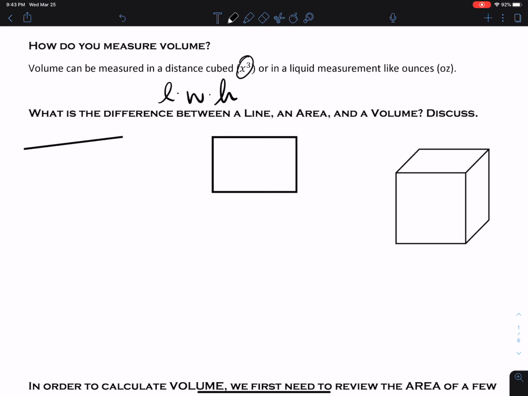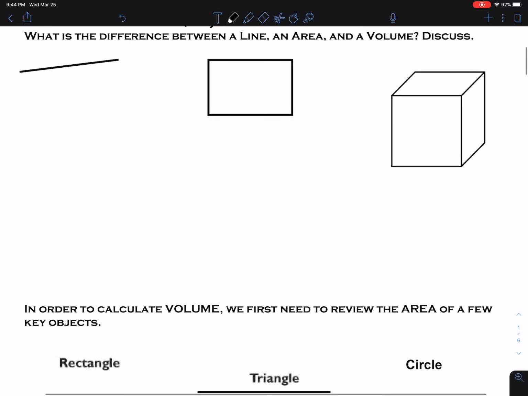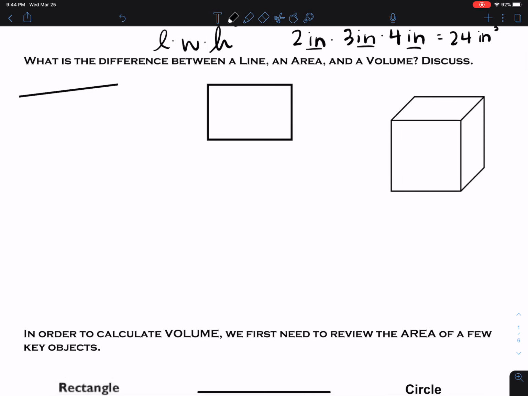So if you have like 2 inches times 3 inches times 4 inches, that's going to give you 24 inches cubed because there is an inch times an inch times an inch. So it's going to be inches cubed. Or you could measure it in ounces if it's liquid, but everything that we do in class is going to be in units cubed.